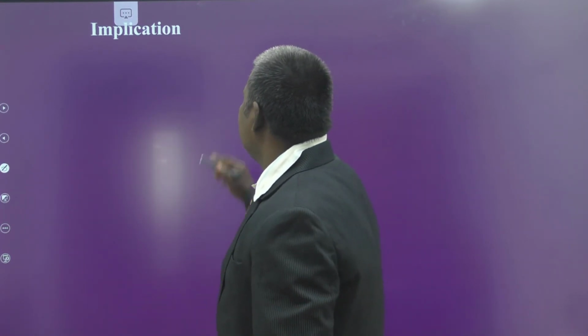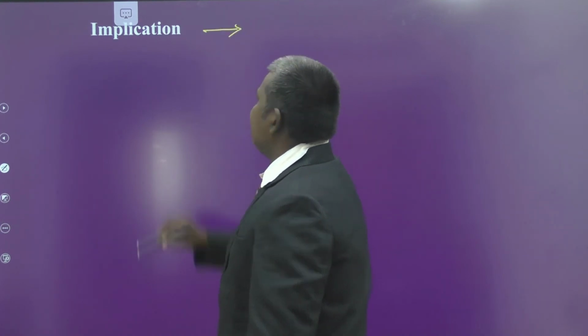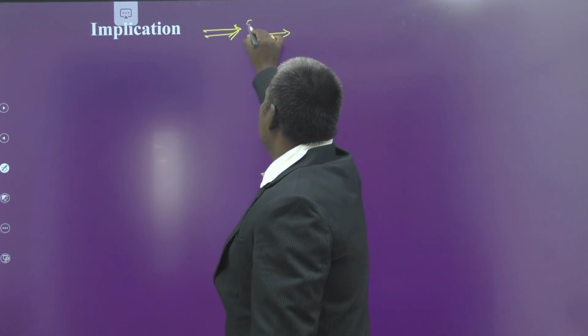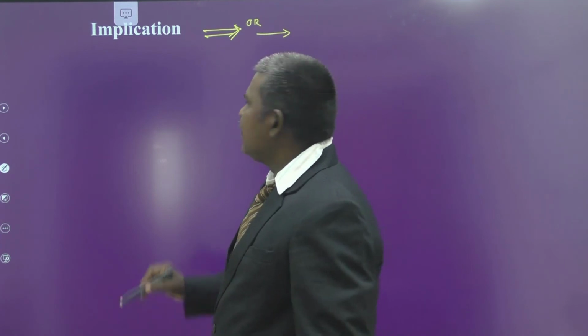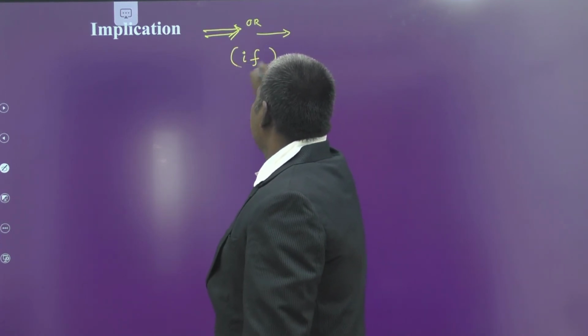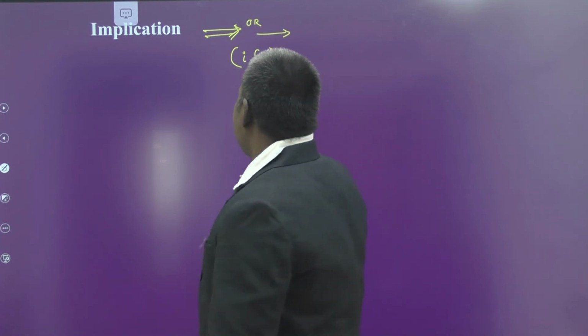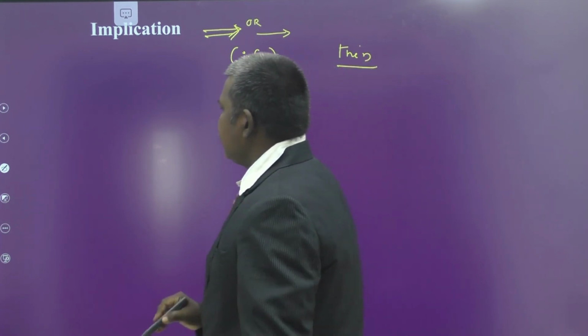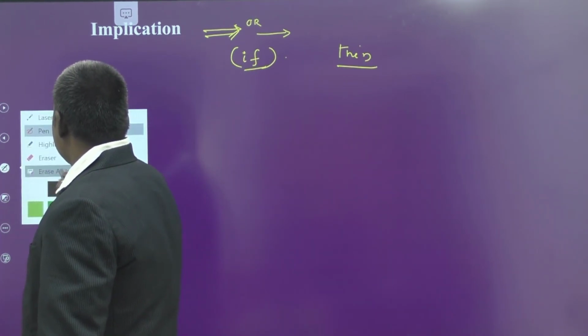Next one. Implication. This is the third one. Already we discussed two connectives: one is disjunction, another one is conjunction, and the third one is implication. It is denoted by the implies symbol. All of you know the implies symbol. Or we denote it in this manner. Implication, that is, if then. Okay, let us see.